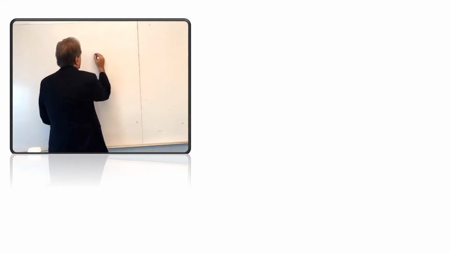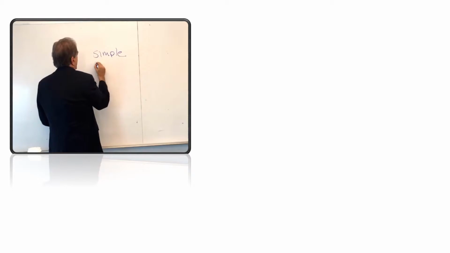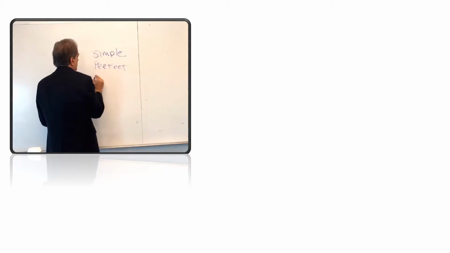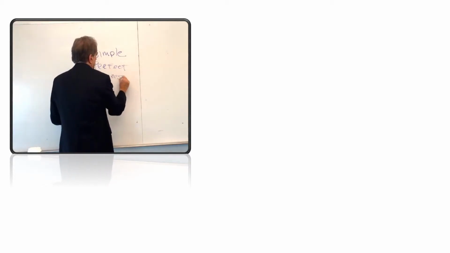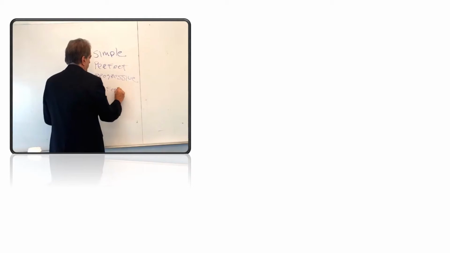We start with simple. Then we're going to talk about perfect. These are different tenses. We're going to talk about progressive. And we want to talk about perfect progressive, the fourth one. Why are there 12? Well, these are 3.